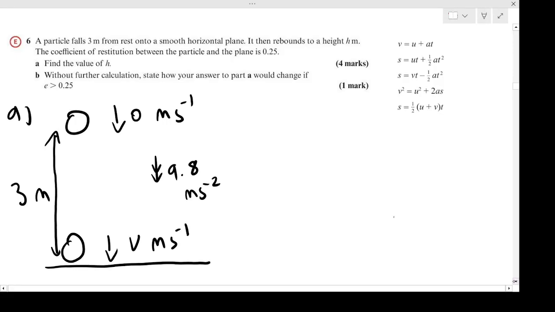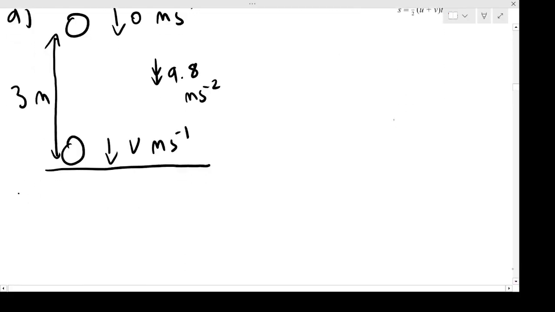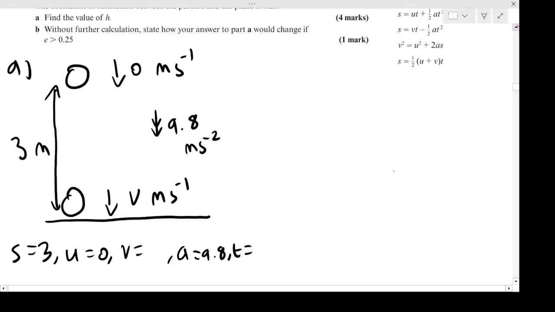I'm going to use SUVAT here. So if I label my information, s, my distance, is 3, my initial speed u is 0, v we'll just leave, a is going to be 9.8, and t, again, I don't know anything about t. Now I'll give you a hint. We're going to need to work out v, not t here. We're not interested in time.